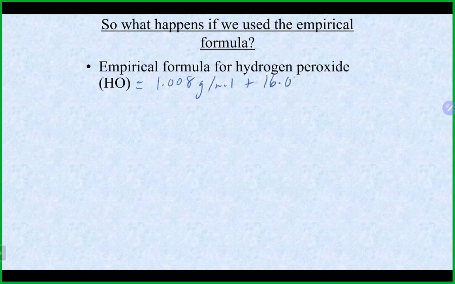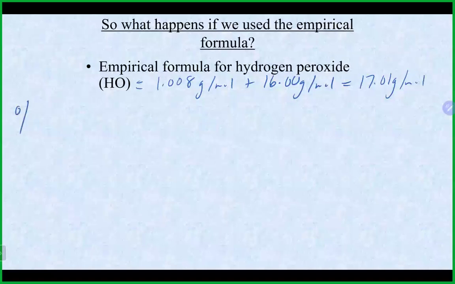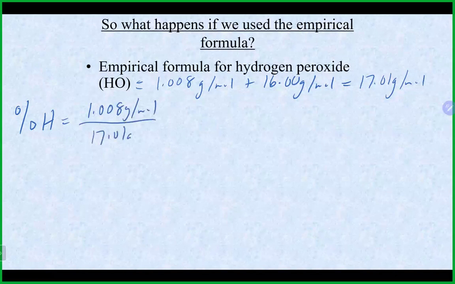We have 16 for our 1 oxygen, which means the molar mass here of our empirical formula is going to be 17.01 grams per mole. So if we do our percentage of hydrogen, in this case, just the 1, divided by the molar mass of our empirical formula here, times 100%. And if we do that there, we end up with 5.926% hydrogen.